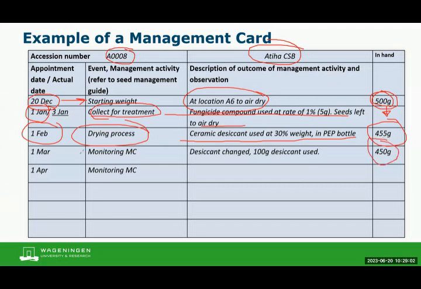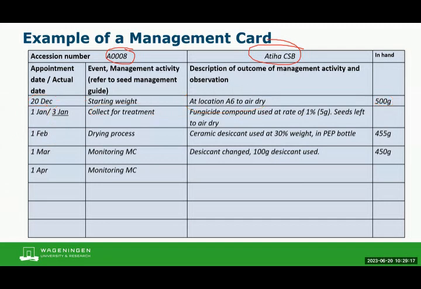So you can see that in the drying process, the desiccant is changed, and 100 gram of desiccant is used. So everything that happens to that sample is noted. It gives you a very good understanding, so you are on top of things within a community seed bank. You are on top of whatever is happening to all the stock inside the community seed bank. And you know, this is a very serious process. We have to take this very seriously.